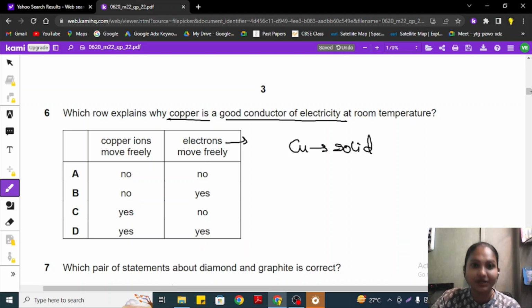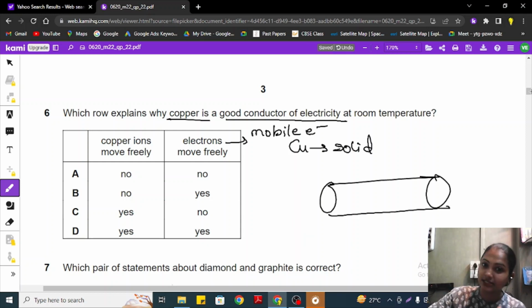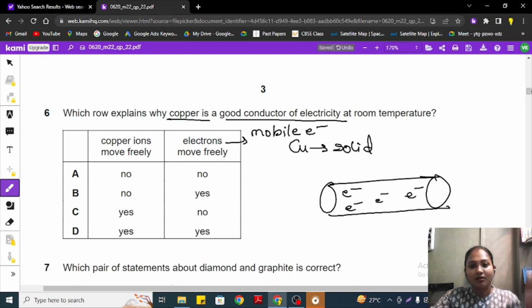Yes, for a good conductor of electricity, an element should have mobile electrons. So this is a conductor, only a particular element. If we can say it is a good conductor of electricity, there should be presence of free electrons. And if there is a presence of free electrons, mobile electrons, then only when it is connected to a circuit, these electrons move in a specific direction. That is how the electrical energy is generated.